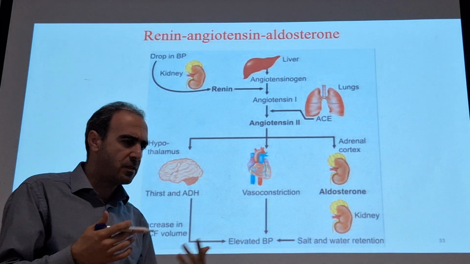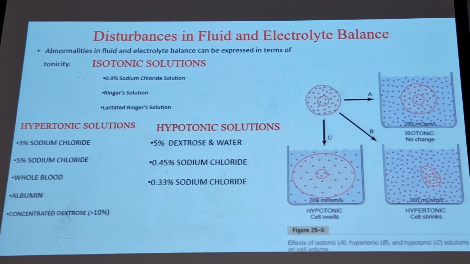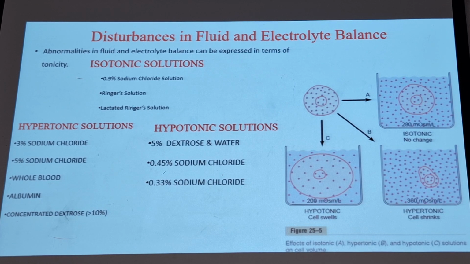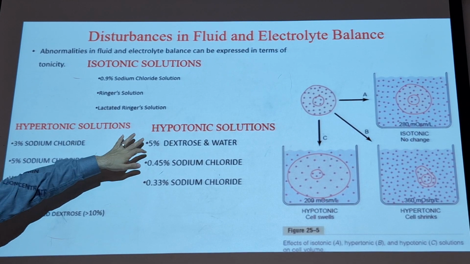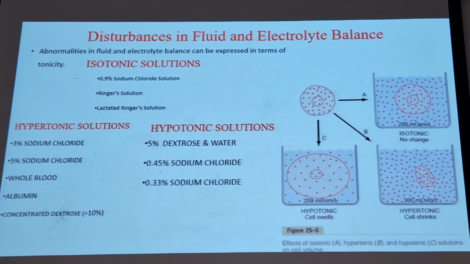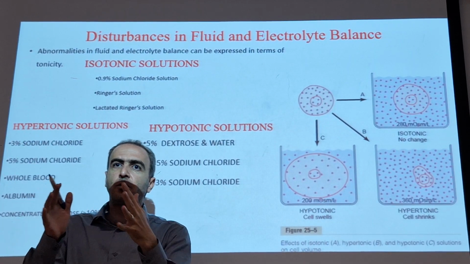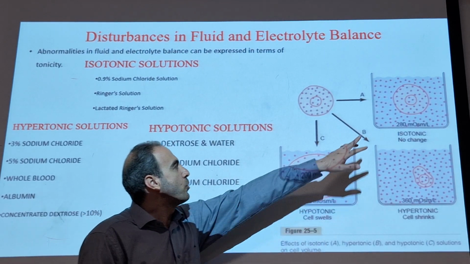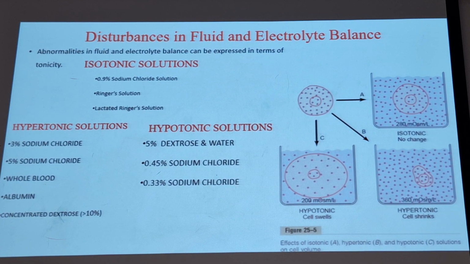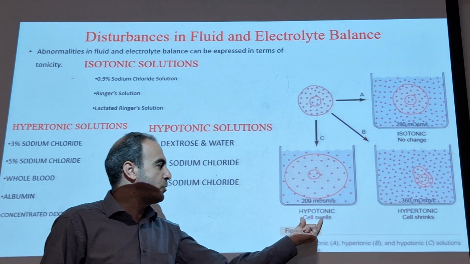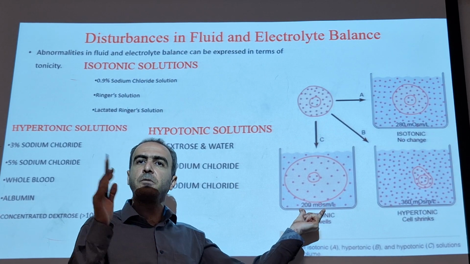Yes, very well. I just have a brief review. Related to disturbances in fluid and electrolyte balance, we have three situations: isotonic, hypertonic, and hypotonic solutions. What is the definition of these? When we say isotonic solution, the osmolality of the solution is equal to the osmolality of plasma, so the size of the cell doesn't change. Sometimes we use a hypotonic solution, which means the osmolality is less than plasma, about 280, 270 or so.